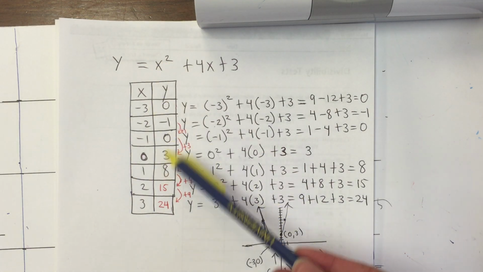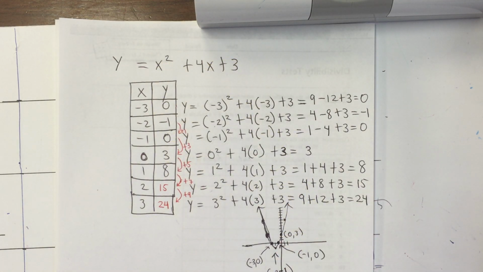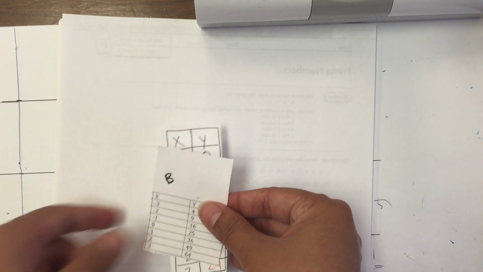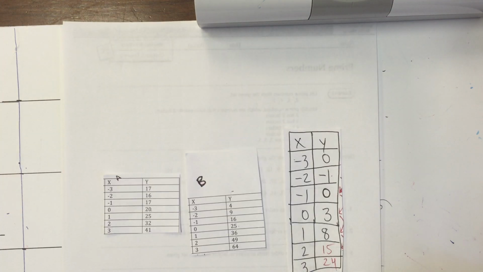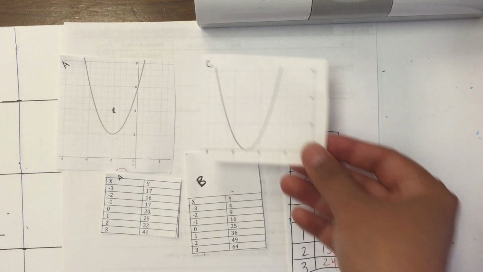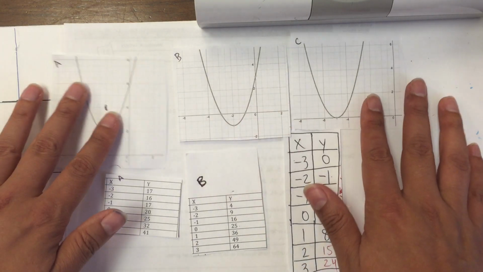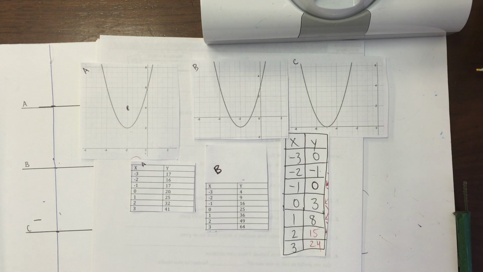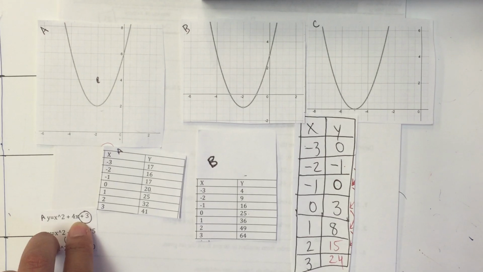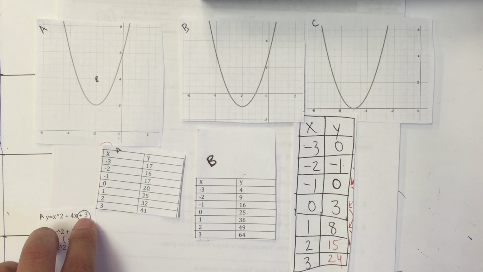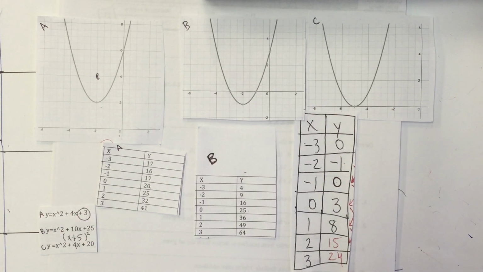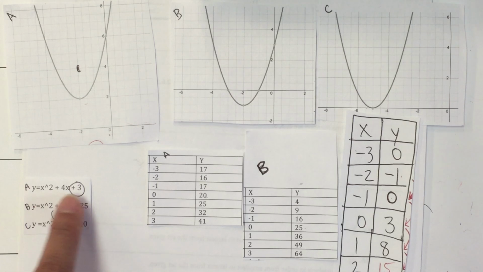I'm going to be matching tables with equations and graphs. I have these tables, and I also have parabola A, parabola C, and parabola B. And I have my 3 equations that you're going to be matching to those. What graph would go with this? I would look for key information, and let's see.